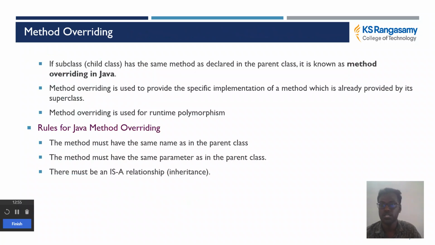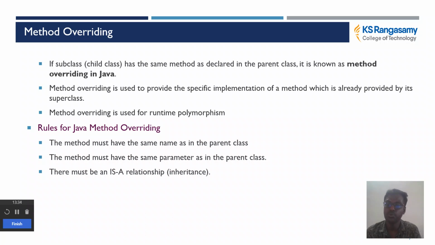Next we are going to see what is meant by method overriding. Method overriding especially comes whenever we are using inheritance. Whenever we are doing inheritance, the child class and parent class can have the same method name and also the same number of parameters. For example, if a subclass has the same method declared as in the parent class, it is known as method overriding in Java. Method overriding is used to provide a specific implementation of a method which is already provided by its superclass. It is also called runtime polymorphism.